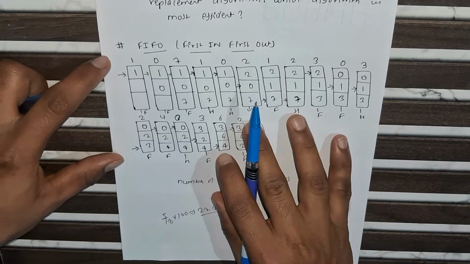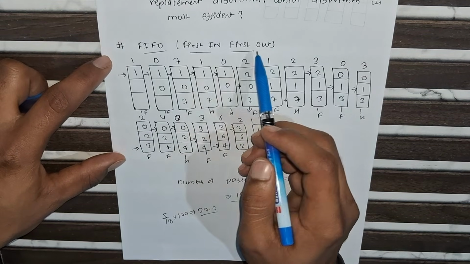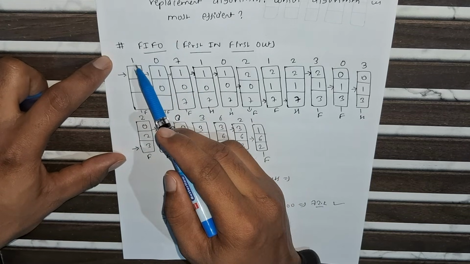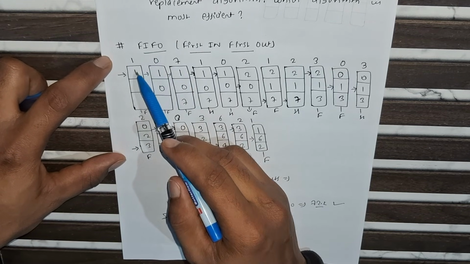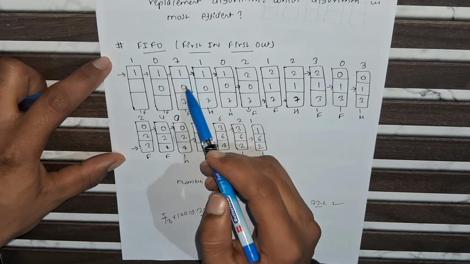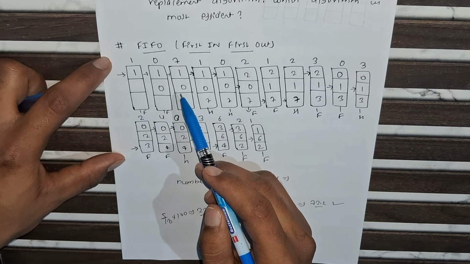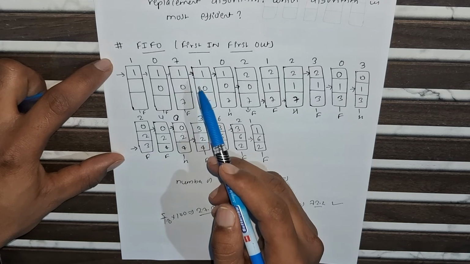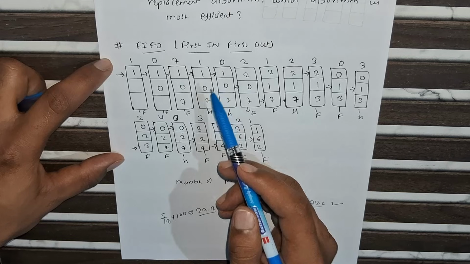So now first we come to the FIFO, meaning first in first out. These are the 3 frames according to the question, and this is the string which is given in the question. So for 1 this is a fault, after that 0, 1, 0 fault, and 1, 0, 7 this is a fault. In this first in first out, whatever string comes first, we have to remove that string for entering the next string.